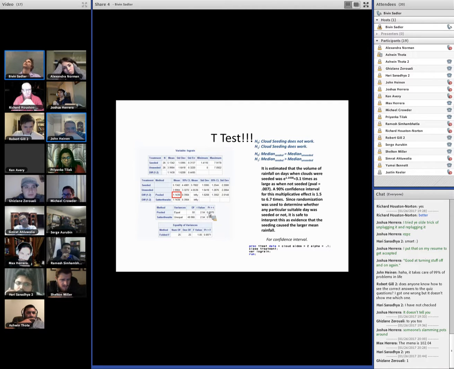So yeah, if they're not 0, but the whole point here is that when I reject, notice that's 0.0070. When I reject here, it's saying that this one is significantly different than 0. And when I take E to that, I get 3.1. So 3.1 is, of course, bigger than 1, which implies that the seeded median is bigger than the unseeded median, and by 3.1 times.